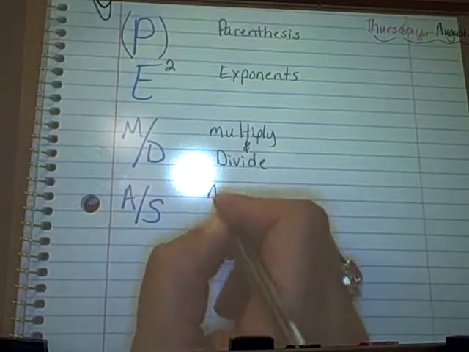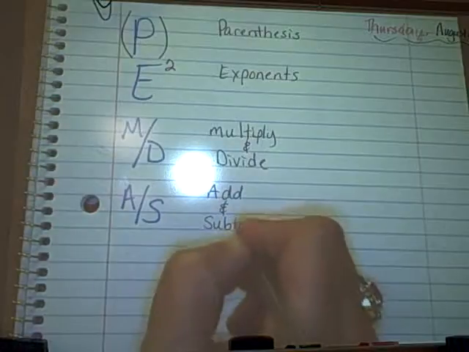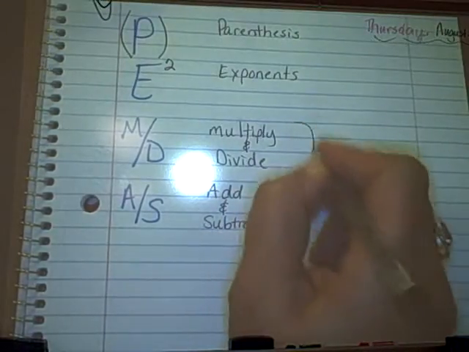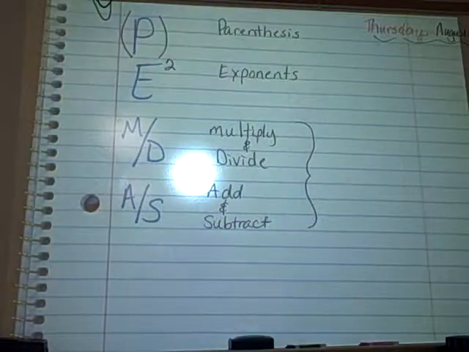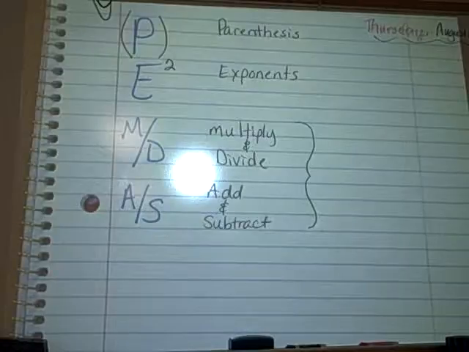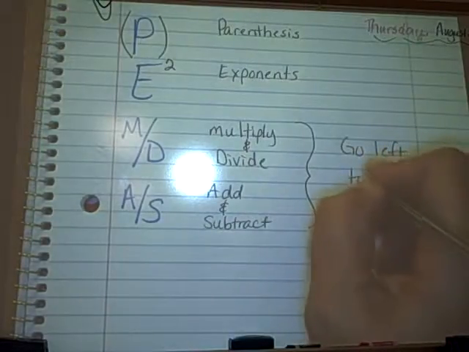And the A and the S go together. That's add and subtract. There's one big thing about those last two, though, that you have to keep in mind. Multiply and divide go together, add and subtract go together. The thing that you have to remember is go left to right.